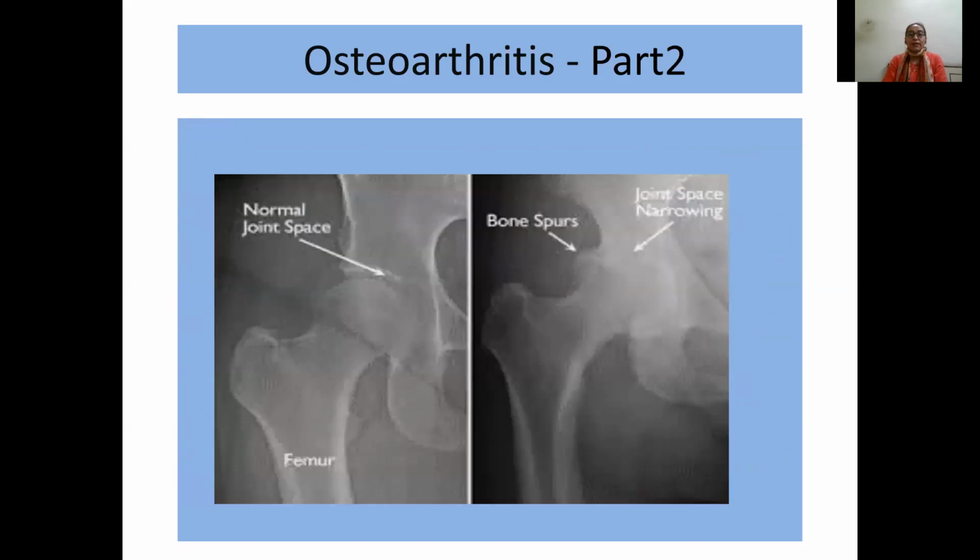Now this is the diagram for hip OA. The first picture shows normal joint space, as the arrow indicates, and in the second picture there is a loss of joint space, narrowing, and there are bony spurs which are not present in the normal picture. So this is the picture of hip OA.